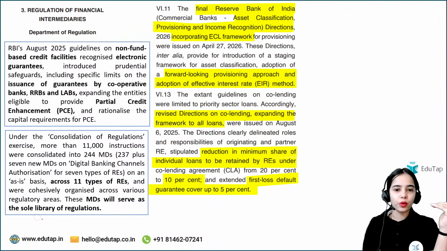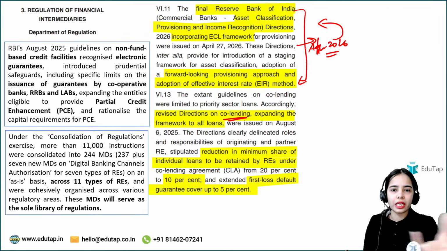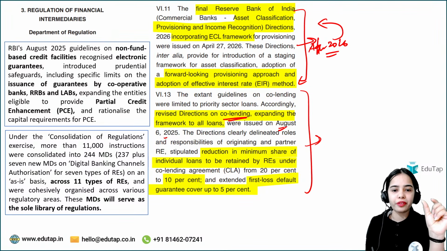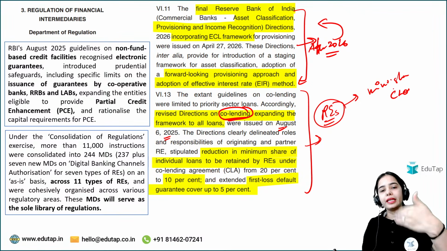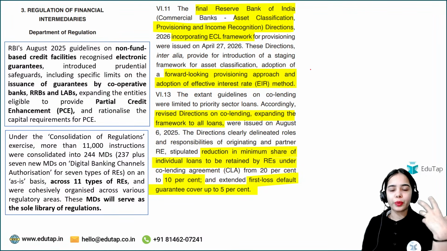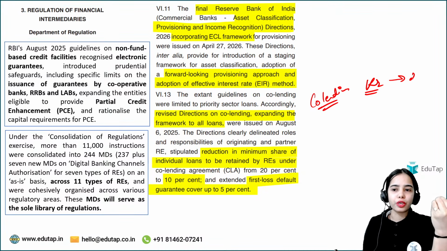Okay, now moving forward, co-lending. So in April 2026, the asset classification, provisioning, income recognition norms were informed. But last year, in August 2025, directions were released for co-lending, where different entities come together and do the co-lending. In the co-lending arrangement, before, the regulated entity needed to have a minimum share of 20% of the loan.